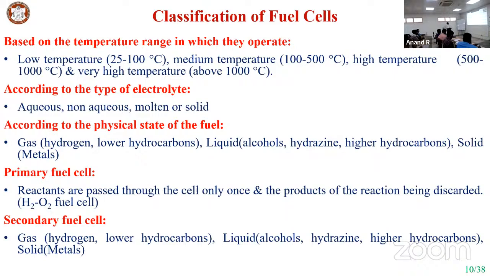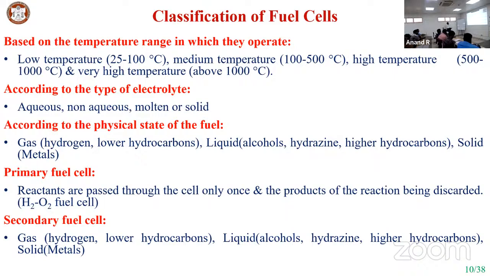Primary fuel cell: reactants are passed through the cell only once, and the products of the reaction are discarded. So in this kind of fuel cell, once the hydrogen is sent in, it is not going to be recovered. So after this, people started working on recovering the hydrogen, because energy is also involved. Suppose we are producing hydrogen from the dissociation of water by electrolysis, we should not waste the hydrogen.